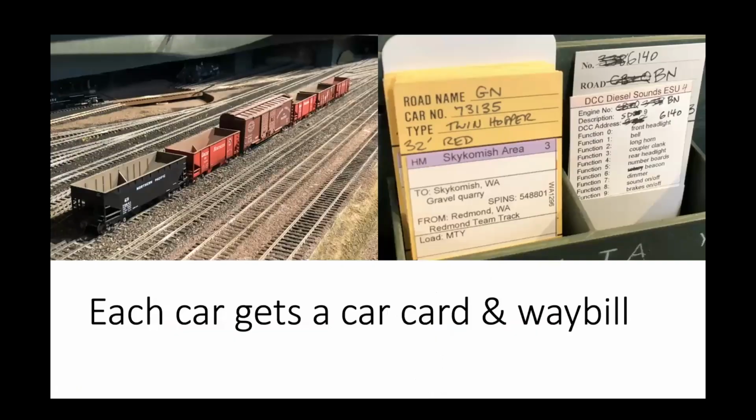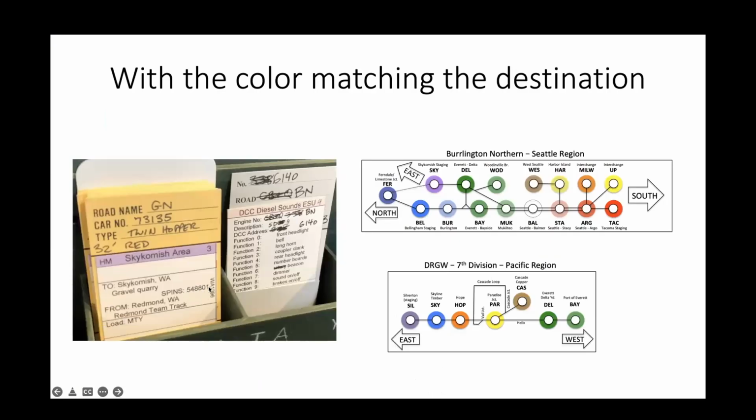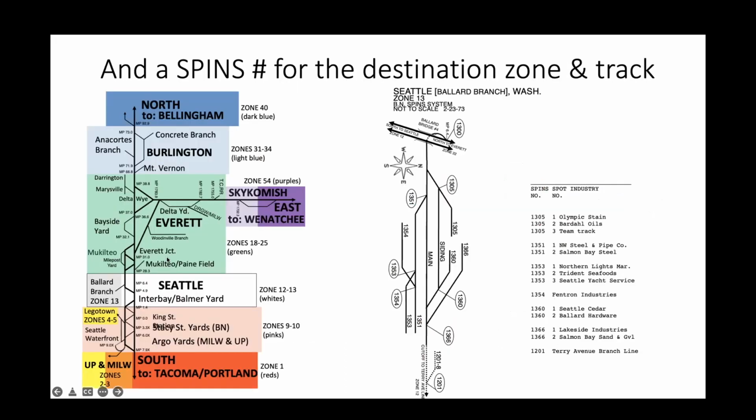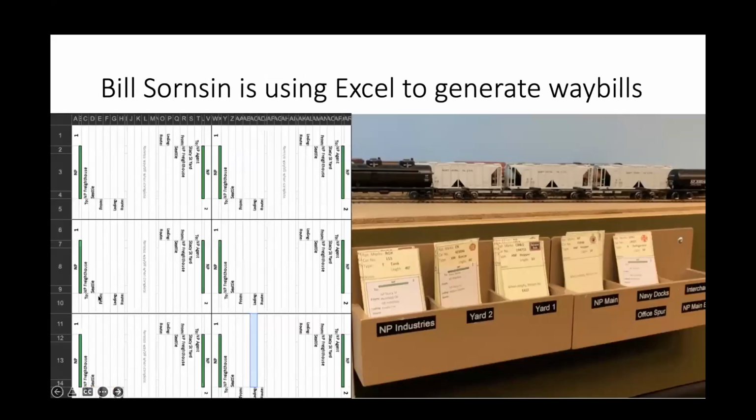And if I just go back for a second, you can see there's a SPINS number on this waybill saying that it goes to zone 54, track 88, and spot number 1. So that this is a numeric way to assist the operator in addition to the purple that tells them to go there. I also have a simplified diagram of the track schematic showing which colors correspond to which locations. And you might remember we were looking at a car going to the Ballard branch, and that was a gray waybill. And this shows that's zone 13.